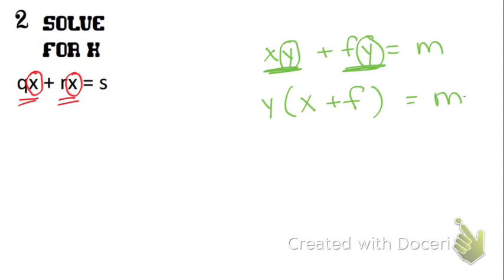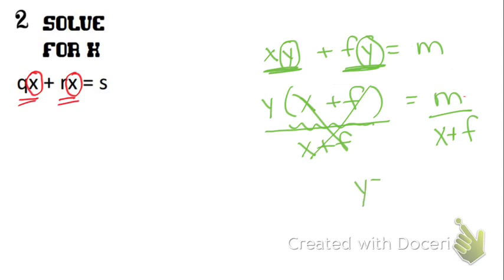Now that I have y pulled out by itself, now I can get y by itself because it's being multiplied by x plus f. So I'm going to divide this whole thing by x plus f, because anything divided by itself is just 1, and then divide this by x plus f as well. So I end up with m divided by x plus f. I hope that helps with this one.